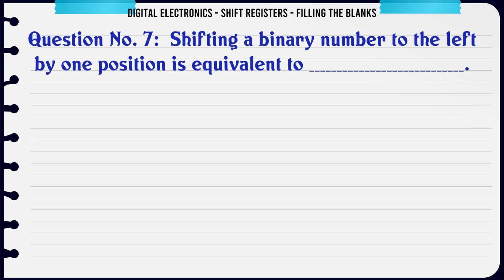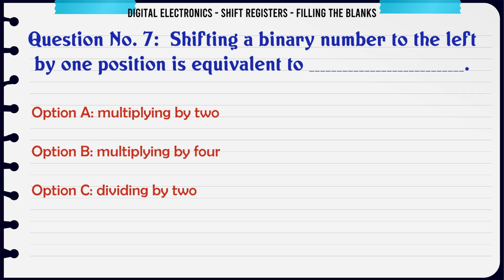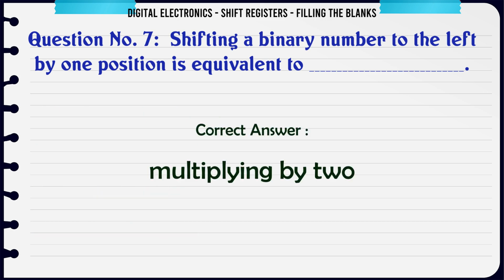Shifting a binary number to the left by one position is equivalent to: A. Multiplying by 2. B. Multiplying by 4. C. Dividing by 2. D. Dividing by 4. The correct answer is multiplying by 2.